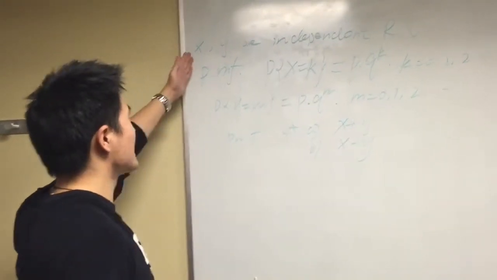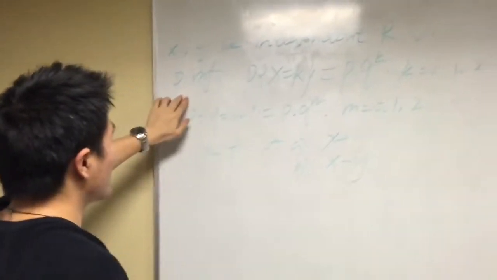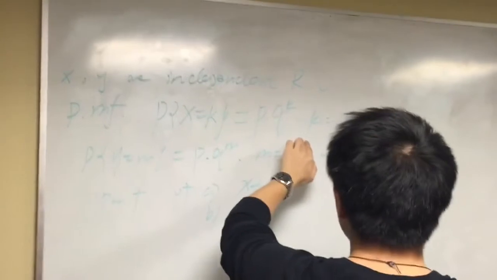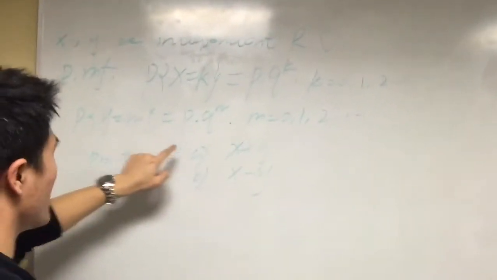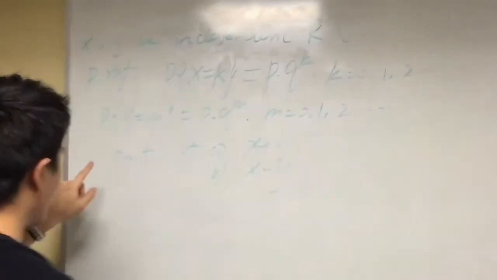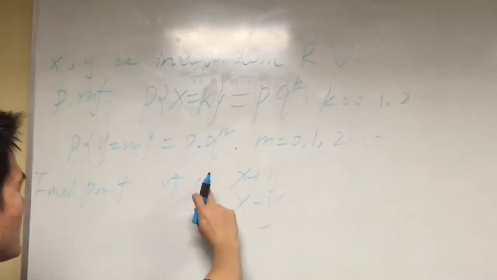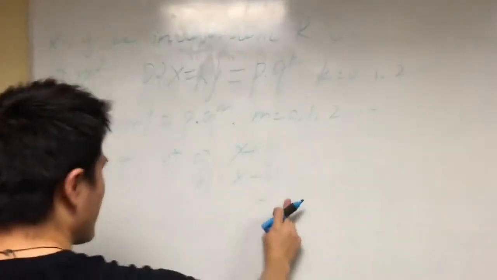Today, my problem is: X and Y are independent random variables. We know the PMF P(X = k) is p times q to the power of k, and P(Y = m) is p times q to the power of m. And we want to find the PMF of two parts. The first part is X plus Y, and the second part is X minus Y.